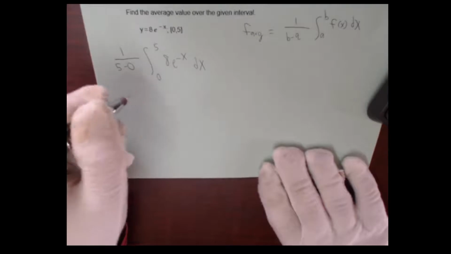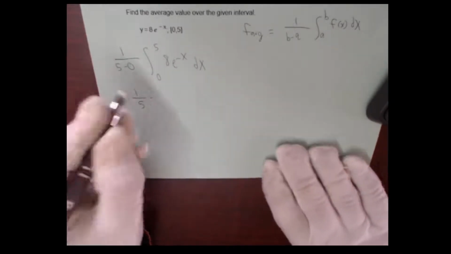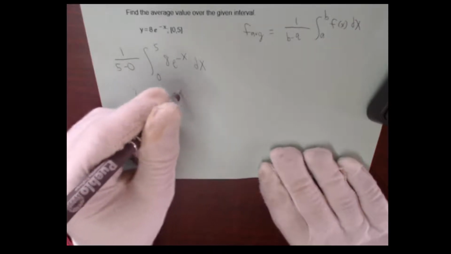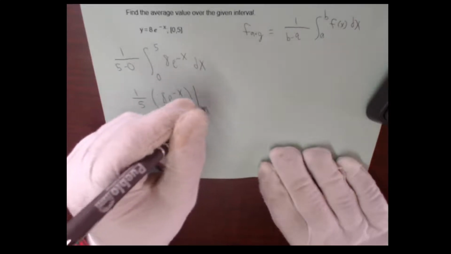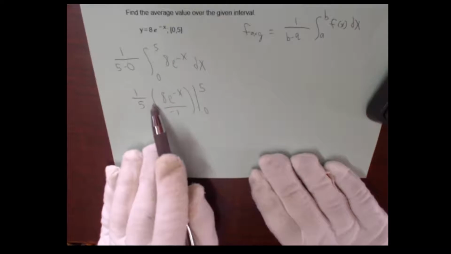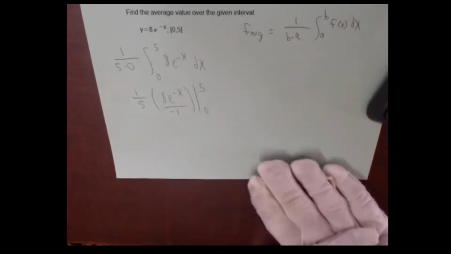Let's go ahead and figure out the integral. That's going to be 1/5 times the integral, which is 8e to the negative x divided by negative 1, evaluated from 0 to 5. Because remember, when we take the derivative of this, the negative comes out, which would cancel with the negative 1, which would get us back to 8e to the negative x.